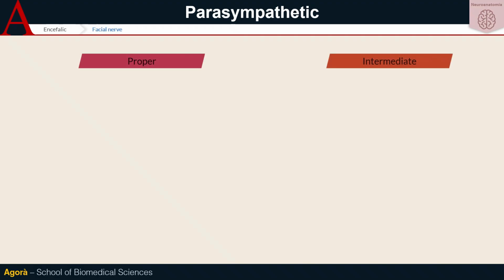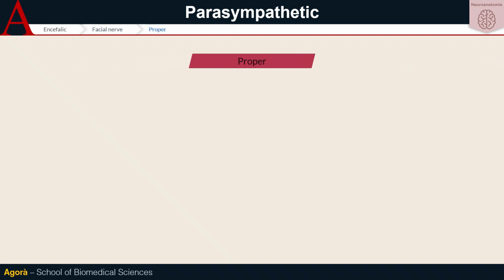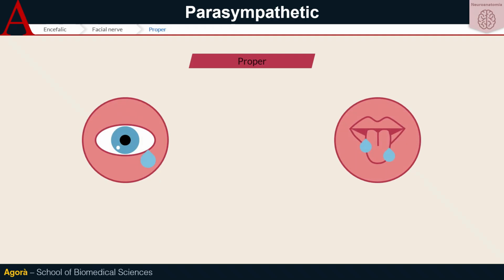The facial nerve parasympathetic system can be divided into two components, one belonging to the proper facial nerve and the other to the intermediate nerve. The proper facial nerve parasympathetic system. The proper facial nerve parasympathetic enables the production of tears by the lacrimal gland and saliva by the palatine glands. Overall, this function is referred to as excitosecretory because it involves gland stimulation to produce their secretions.